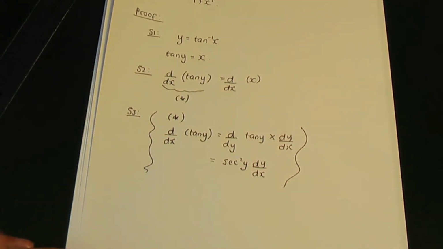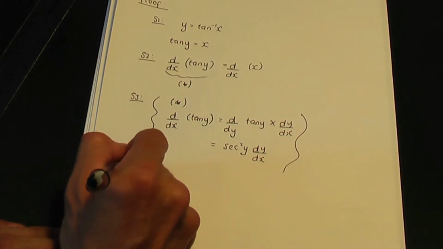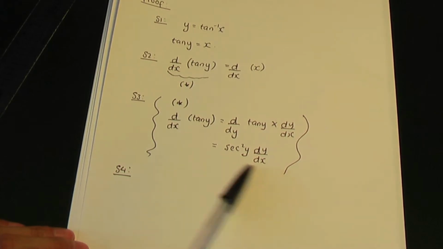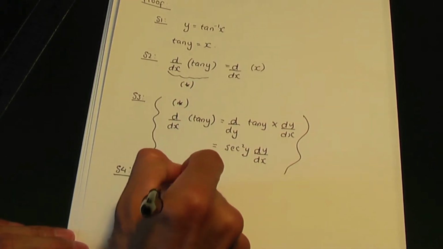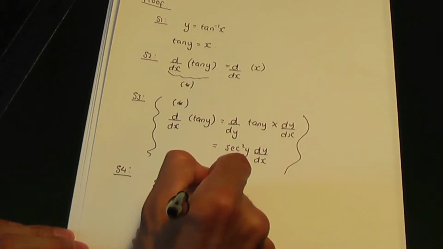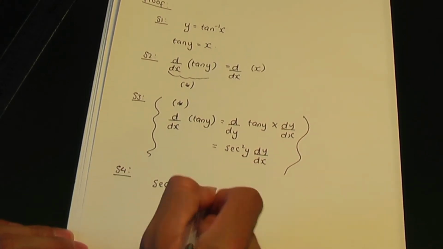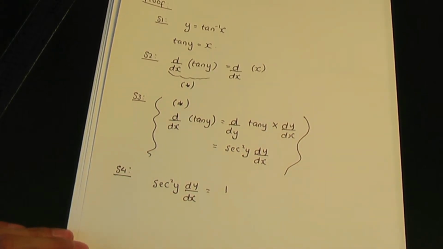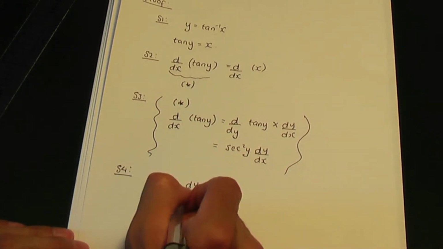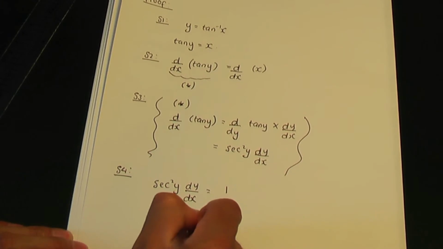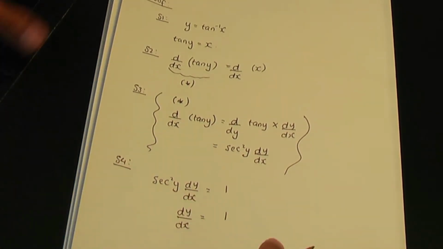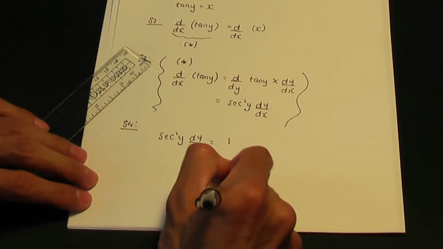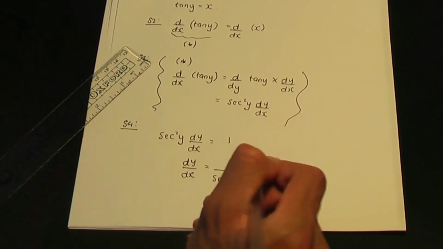Okay? So in next step, so in step number 4, if I replace star by what we have here, we're going to end up with sec squared y dy by dx, and that is equal to, when I differentiate x on the right, it's 1. And if I therefore rearrange, dy by dx will be 1 divided by sec squared y.